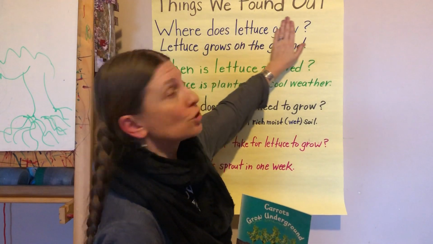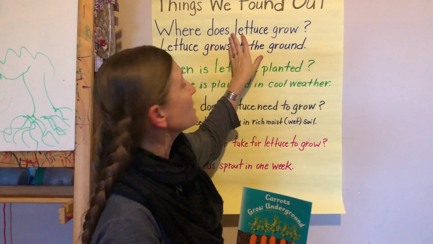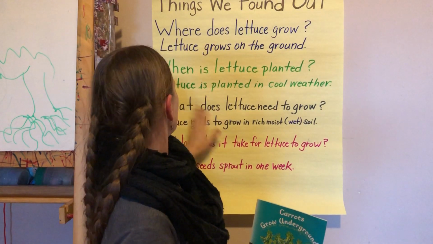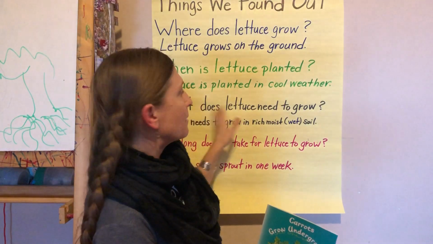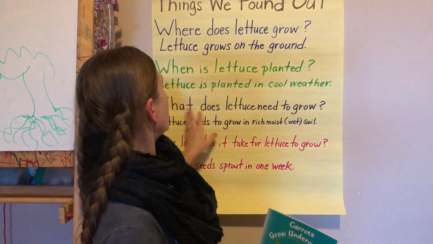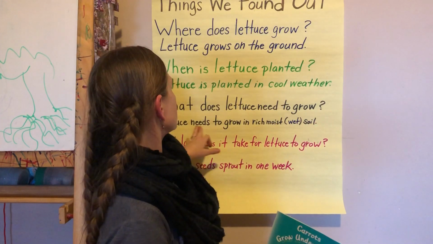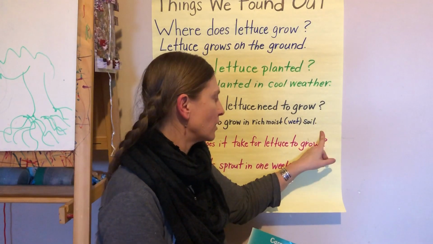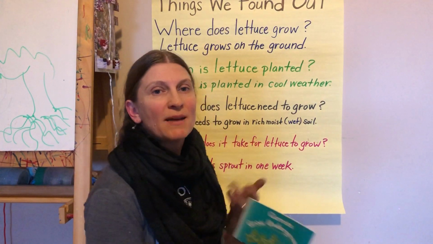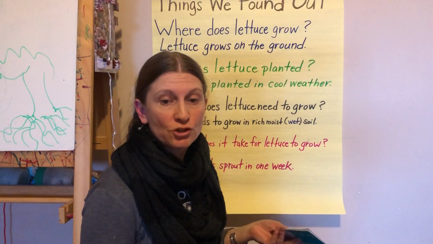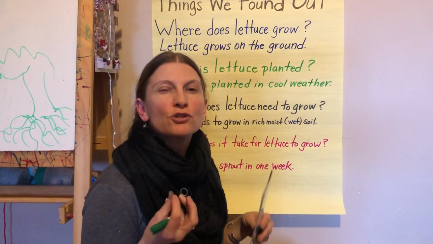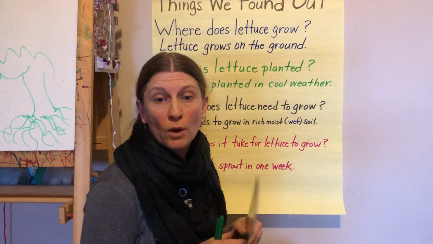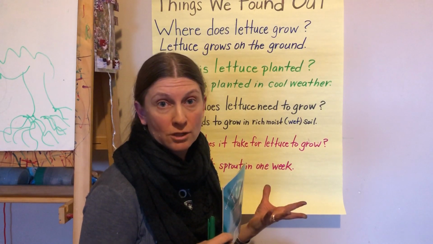So once I explain that, I will then go over the things we found out chart and say, oh, our last topic was lettuce. And we tracked all these things about lettuce and where, when, what, how they grow. And I might go over a question or two, like what does lettuce need to grow? Lettuce needs to grow in rich, moist, or wet, so moist means wet, soil. So this question can have many answers. So it's important to use open-ended questions so that it can spark the children's thinking, get them critically thinking. And Bredekamp does say that open-ended questions promote rich conversations.